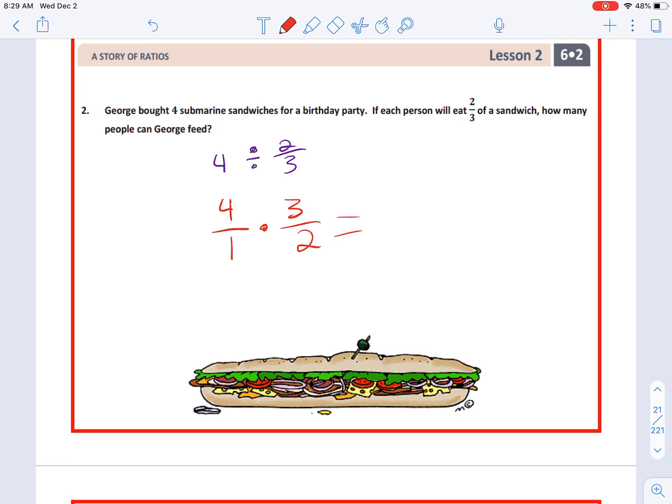And then we can multiply across. 4 times 3 is 12. 1 times 2 is 2. We simplify this to 6 over 1 by dividing both by 2. And 6 over 1 is equal to 6. So how many people can George feed? He can feed 6 people.